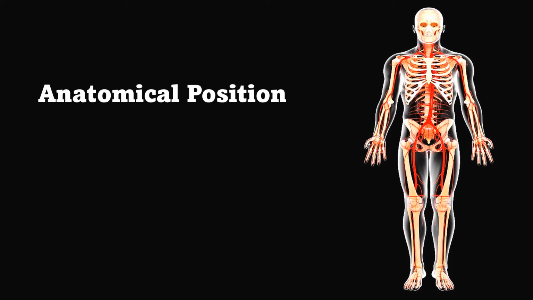To accurately describe body parts and position, we must have an initial reference point and use directional terms. To avoid confusion, we always assume that the body is in a standard position called the anatomical position. So in this figure on the screen, you can see the standard anatomical position. How are we going to describe it in words?